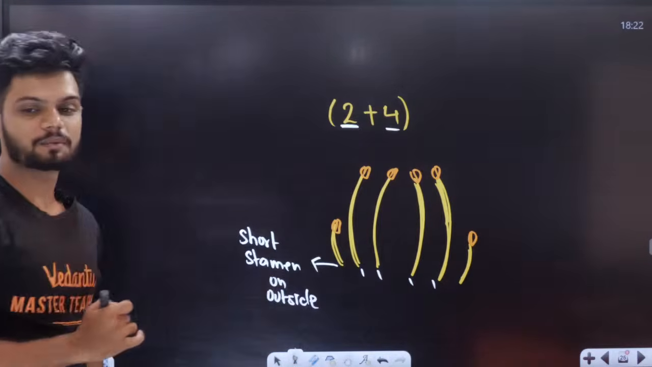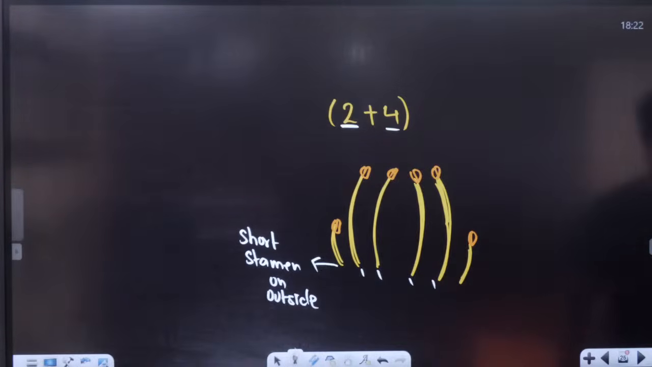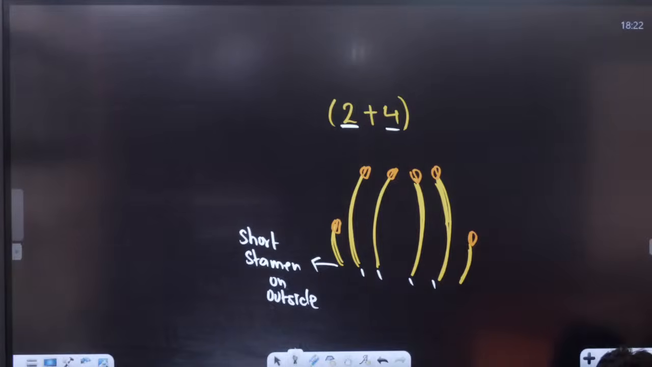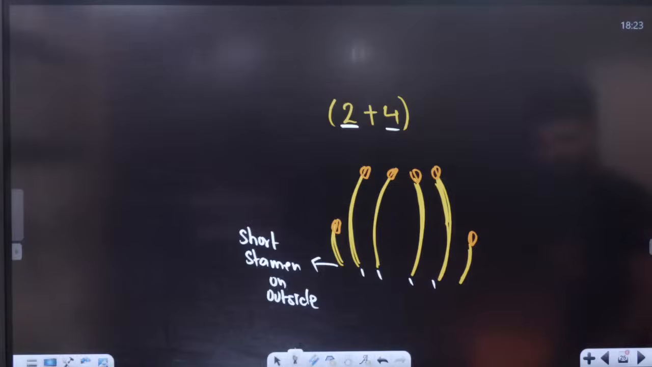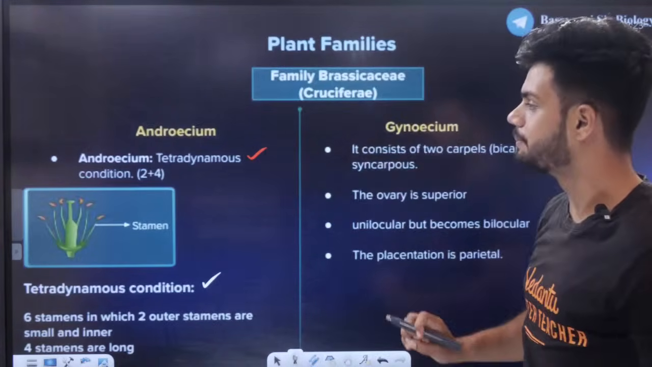This is a concept called as tetradynamous condition, also called as your 2 plus 4 arrangement. It is also called as what, students? 2 plus 4 arrangement. Okay, students, all of you understood? It is called as your 2 plus 4 arrangement, tetradynamous condition. It is found in the case of your Brassicaceae.